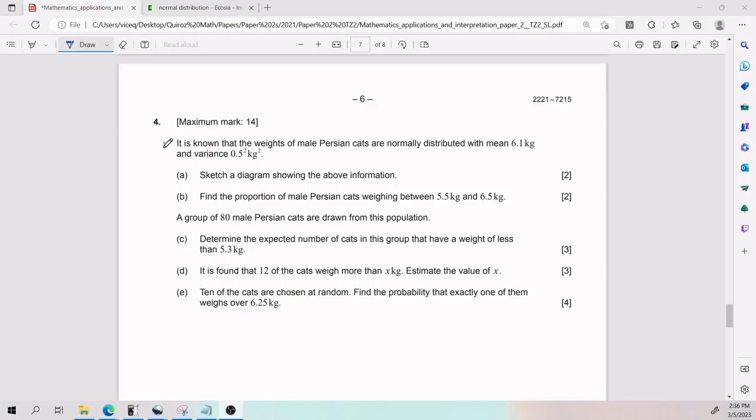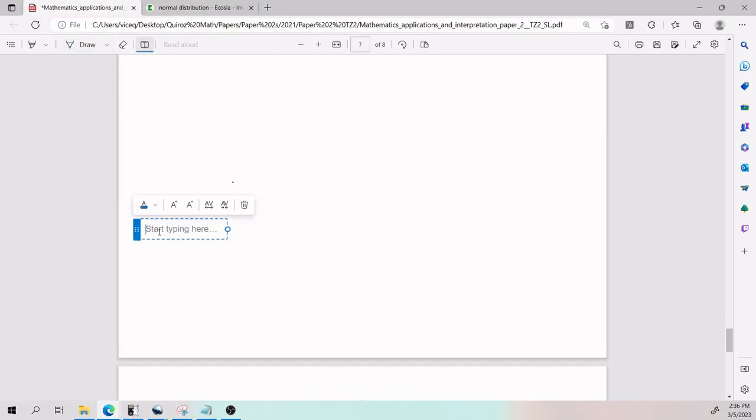All right, and now for this fourth one, they tell us that it is known that the weights of male Persian cats are normally distributed, those are huge buzzwords, with mean blah and variance blah. Okay, and for part A, we need to sketch a diagram above showing the information. And so, when we're in the land of normal distributions, we have three main tools, okay, that I'm actually going to put down here. They're these.